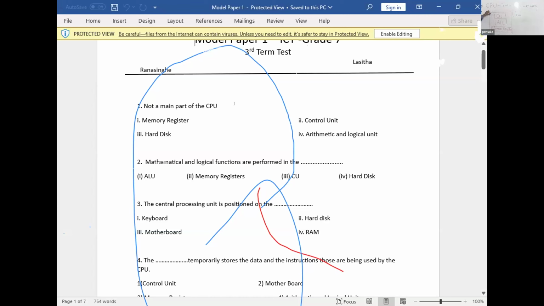So we were discussing the CPU. It has the control unit, ALU, and memory register. ALU means arithmetic and logic unit, and it handles the arithmetic and logic parts. The memory register is another part of the CPU, and it temporarily stores the data and instructions. This is a place where the instructions and data are temporarily stored.